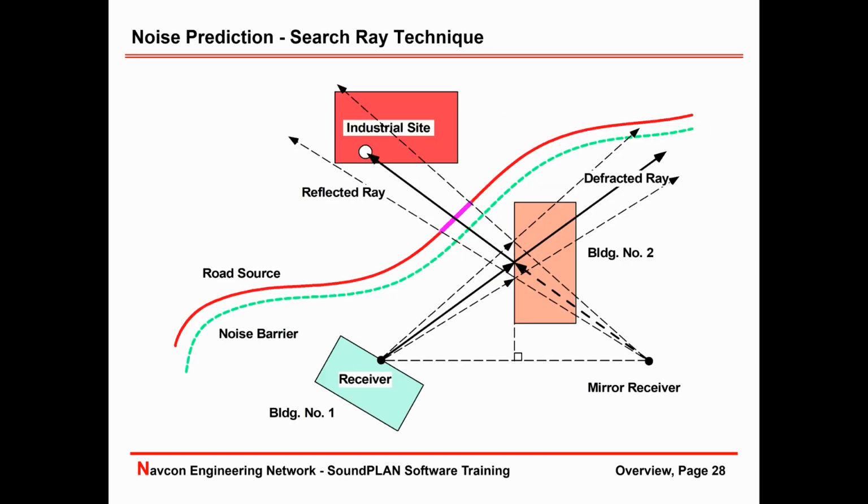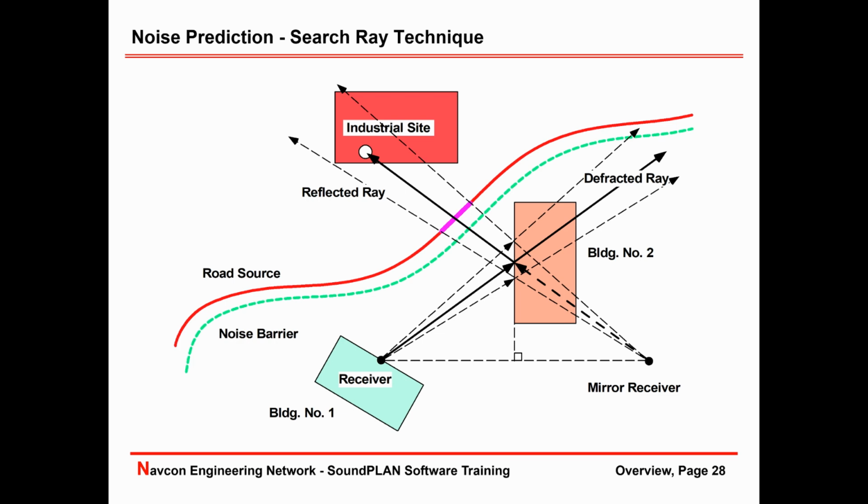So SoundPLAN computes or predicts the level for a receiver. That receiver can be a single point. It could be a single point on a building with multiple floors. It could be a grid point within a contour map. The contour map can have thousands of receivers.